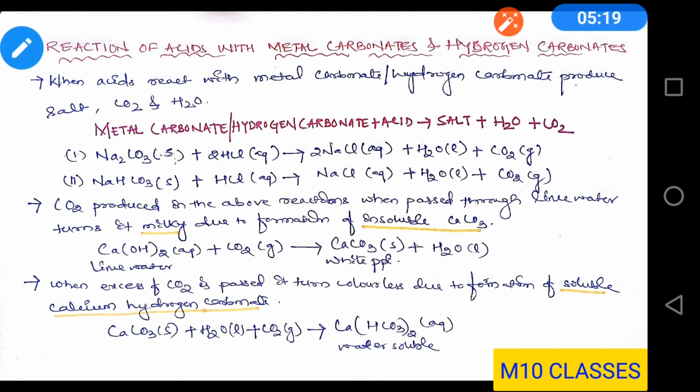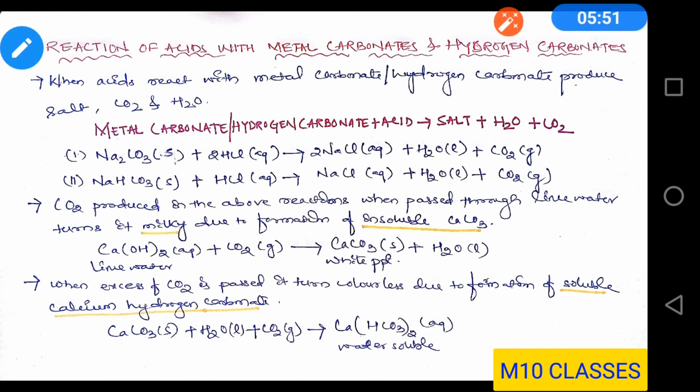Now I will say this particular reaction that I am going to tell you is very important from the exam point of view as well as for practical related questions. Now the reaction of acids with metal carbonates and hydrogen carbonates, that means metal hydrogen carbonates, which are otherwise known as metal bicarbonates also. So what is the reaction? See here, when acids react with metal carbonates and hydrogen carbonates, they produce salt, carbon dioxide and water.